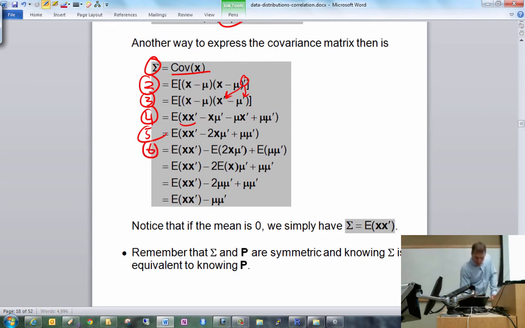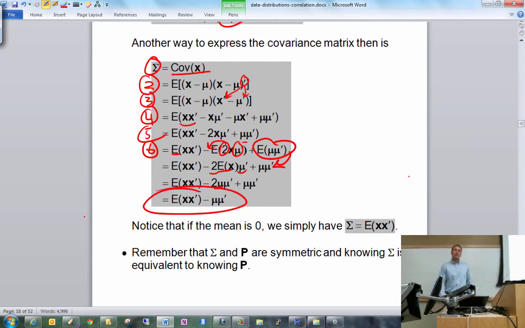Next, what I'm going to do is move my expectation through. So I have those three terms, and I have those three terms with the expected values next to them. Just like what we did before, I'm going to factor out my constants. So here's my constant, here's my constant. The expected value of mu mu prime, it's like saying what's the expected value of a number, like 3 again. So because of that, this expectation disappears. Expected value of x, that's just mu. So here's my mu right there. I combine some stuff, and this is another way to express your covariance matrix.